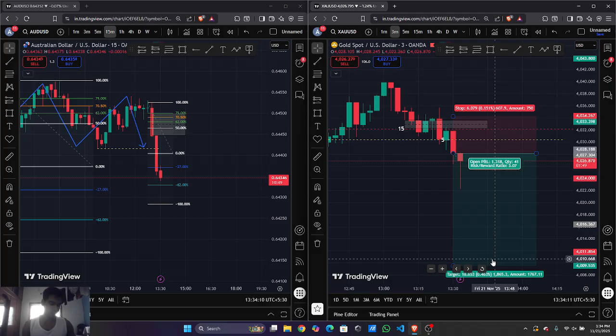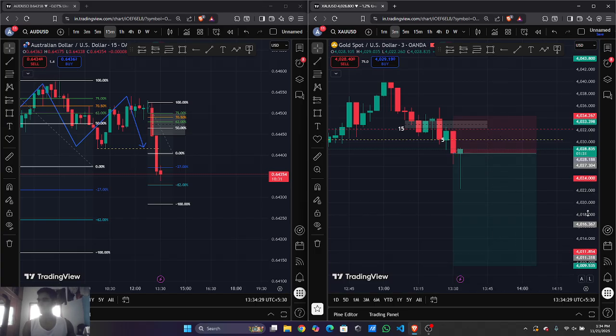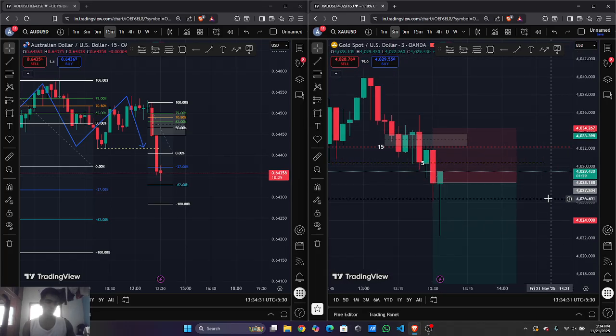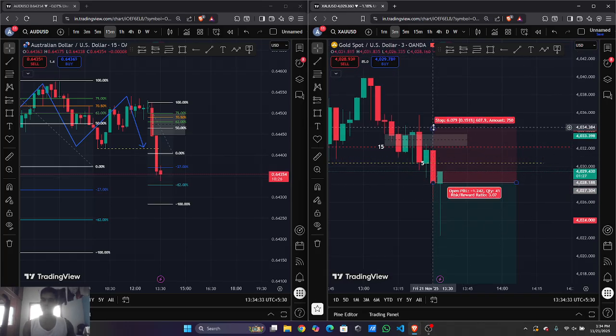Okay, we will get the entry. Almost there. Okay, we got the entry. We're back in. This might be the only trade. My SL is, I should have gone with half, but fine.